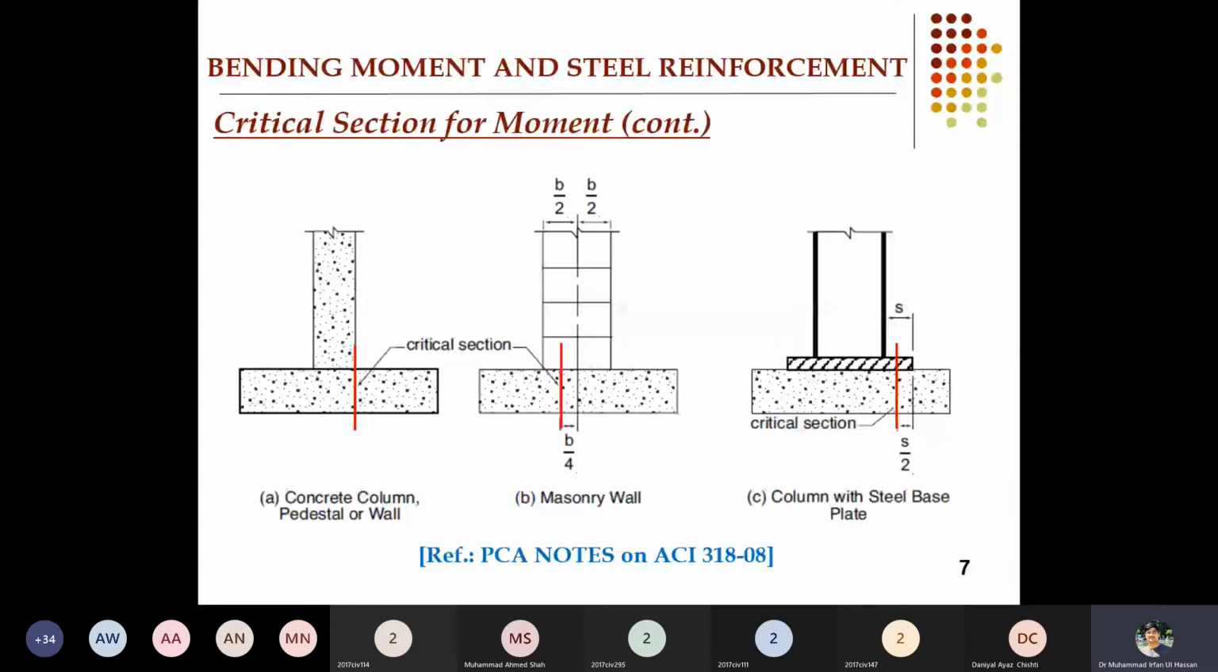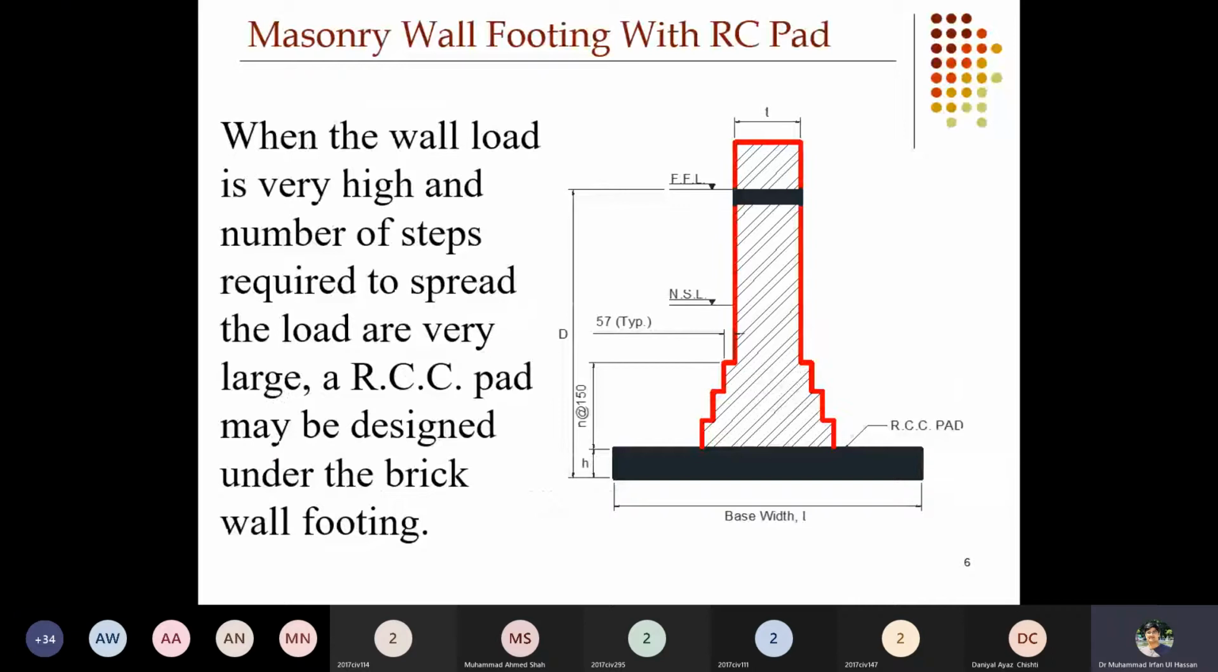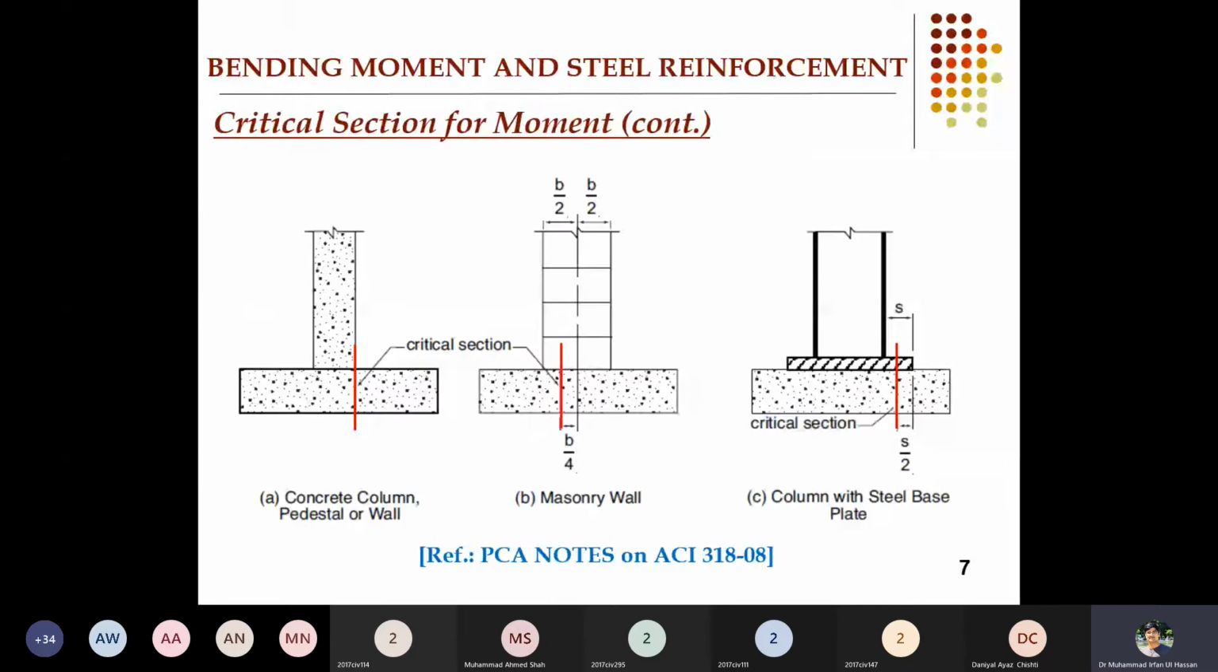For an RCC pad, the steps are sometimes not needed when you think that it is a two-story building and you are giving a very thick RCC pad. Then the spread footing, I mean the step footing, can also be avoided, and you can directly make your wall of your required thickness. What is the critical section if you have to compute the bending moment?